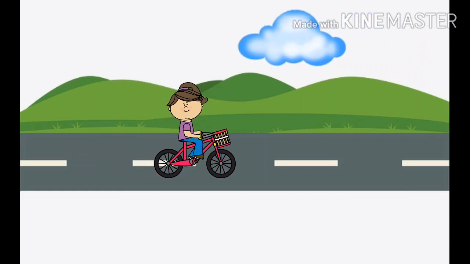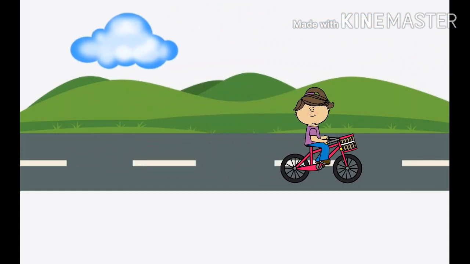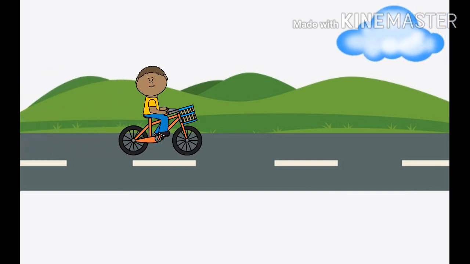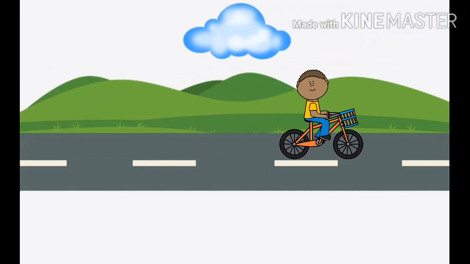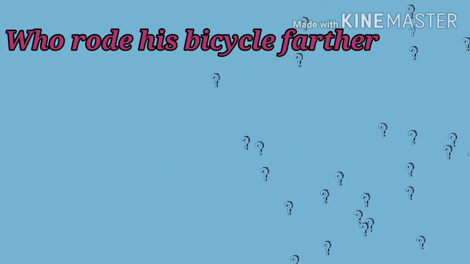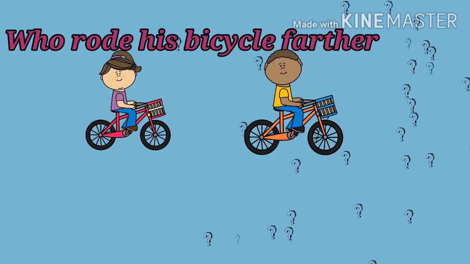A girl rode his bicycle for 3/4 of a kilometer and a boy rode his bicycle for 1/4 of a kilometer. Now, can you guess who rode his bicycle farther? Girl or a boy?